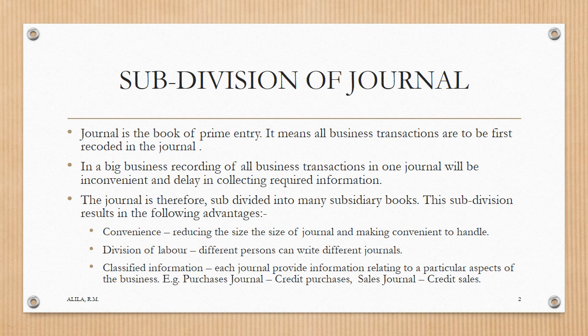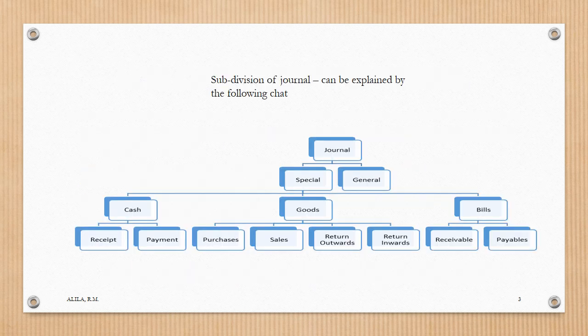And again, division of labor is possible. If you divide the journal, different persons can write different journals. And it may enable classified information. So each journal will provide information relating to a particular aspect of the business. For instance, a purchases journal will only tell us the credit purchases, and a sales journal the credit sales. So the subdivision of the journal can be explained by the following chart.